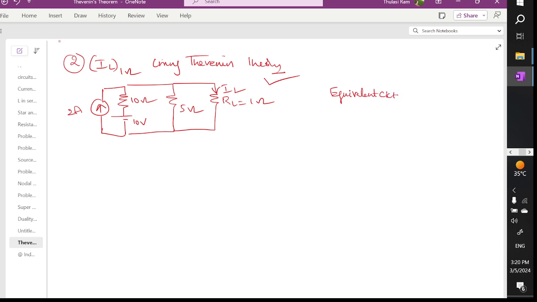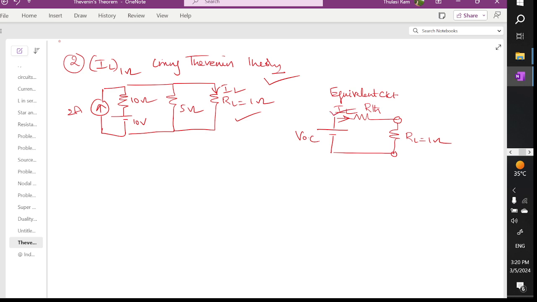circuit of Thevenin's theorem. The first step is finding the open circuit voltage, the second step is finding the Thevenin's resistance, and remove the load resistor. Already removed, no? So the removed load resistor is how much? RL is equal to 1 ohm. So I need to find the IL. So this is the equivalent circuit of Thevenin's theorem.